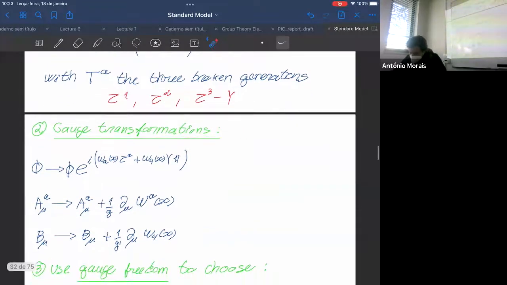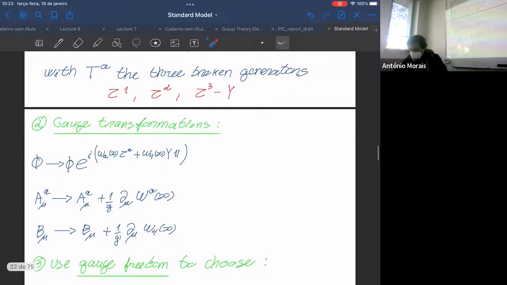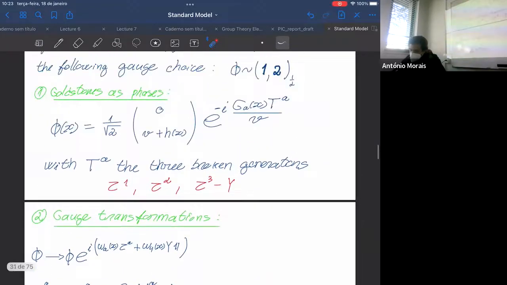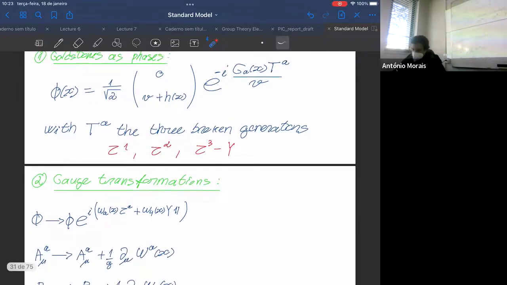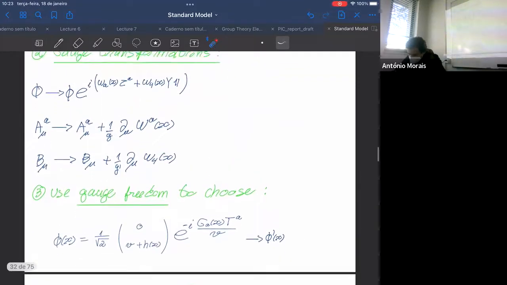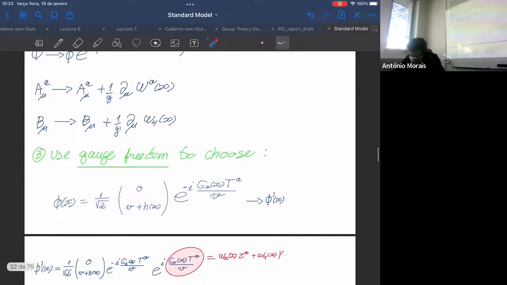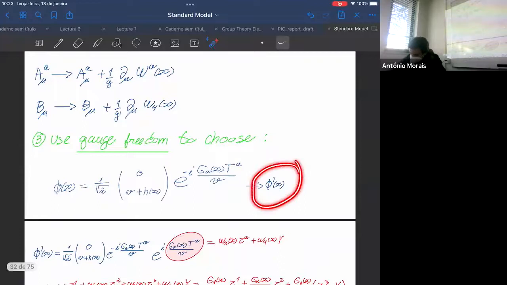And similarly, this is just to remind how the transformation of the gauge fields come. And now we can use our gauge freedom to choose the gauge that will allow us to remove this exponential. So this is an easy exercise. We just put another exponential here with the same argument but opposite sign. But you say that other opposite exponential is this one here. And then you equate things, and you define the field as phi prime.